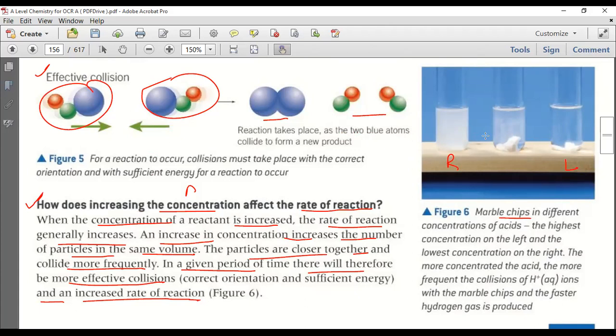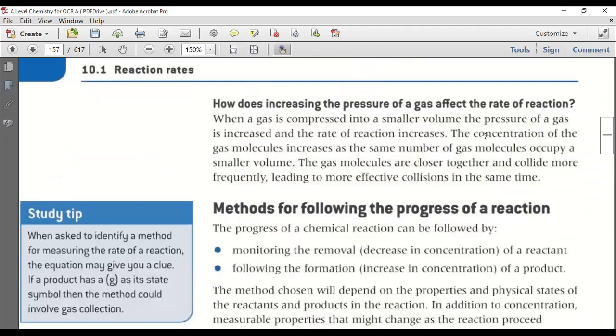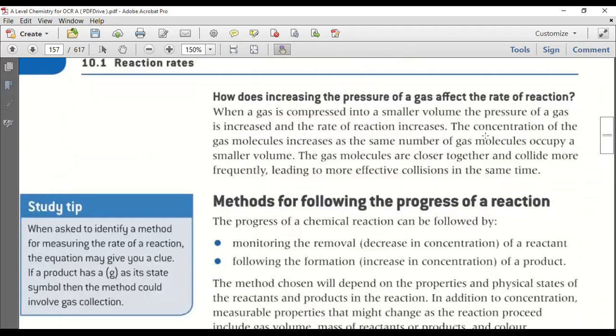Why does it happen? Because of the collision theory. As the concentration increases, more particles are there in the same volume, and more particles means a higher probability of colliding with each other. The frequency of collision will increase, and hence we can have more effective collisions in a period of time, and hence it will increase the rate of reaction. Clear?